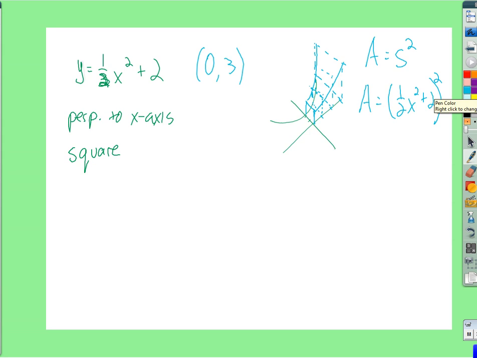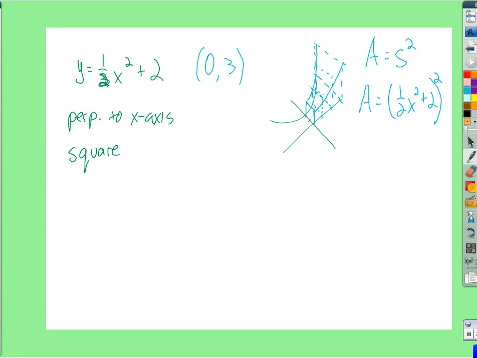So, the approach for finding the volume of this shape is the same as finding the area under a curve. What do we do to find the area under the curve? We broke it up into little sections, little rectangles, infinitely thin rectangles. So now we're going to do the same thing here, but they're like 3D rectangles. So we're going to break it up into an infinite number of shapes that have this cross section.